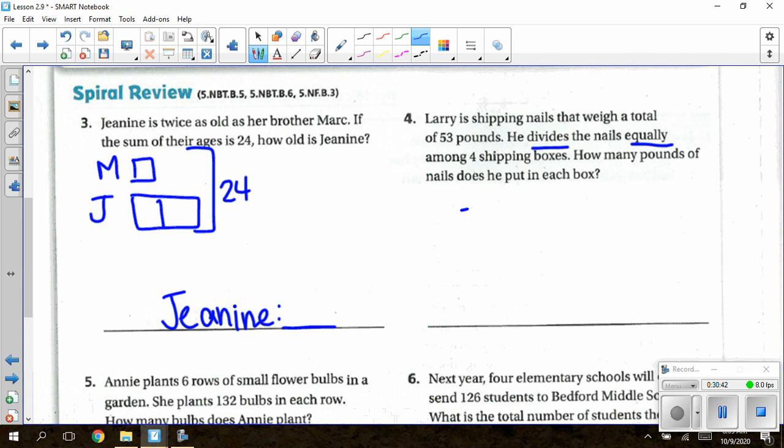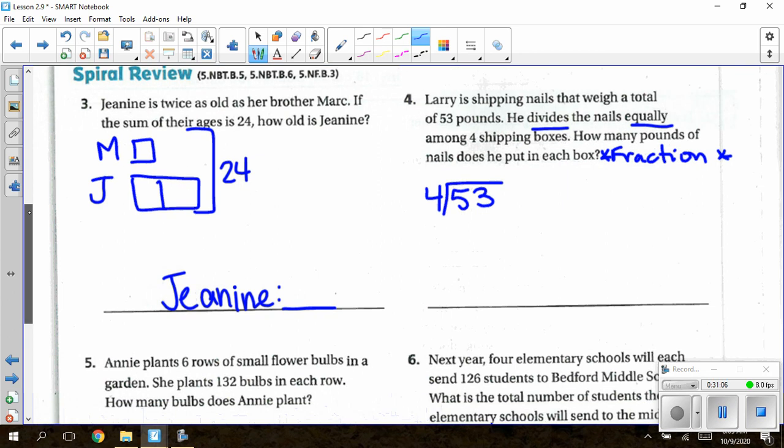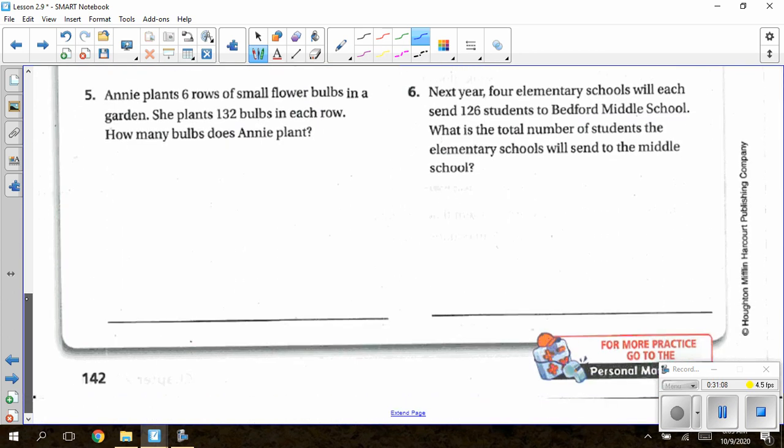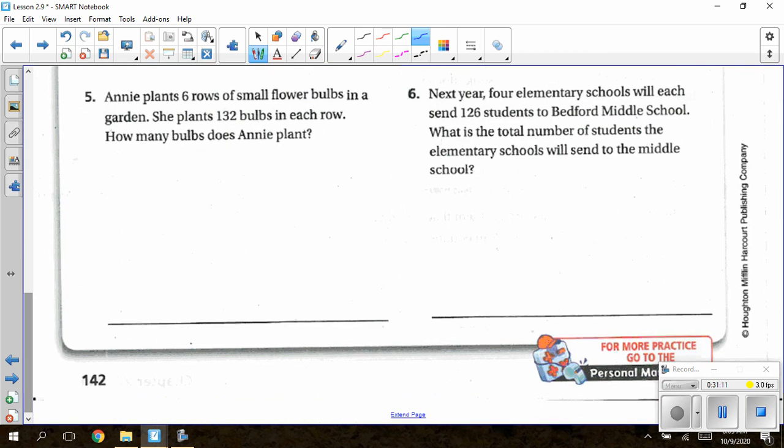So you will take 53 divided by 4, and then since you cannot have any nails left over, you will need to have a fraction with your answer. Remember, change the remainder into a fraction. Moving on to question number 5. Annie plants 6 rows of small flower bulbs in a garden. She plants 132 bulbs in each row. How many bulbs does Annie plant?